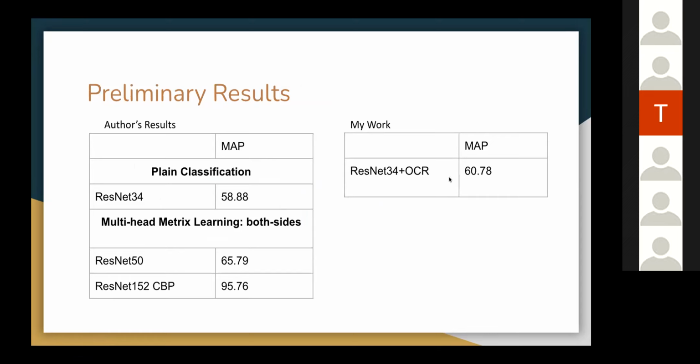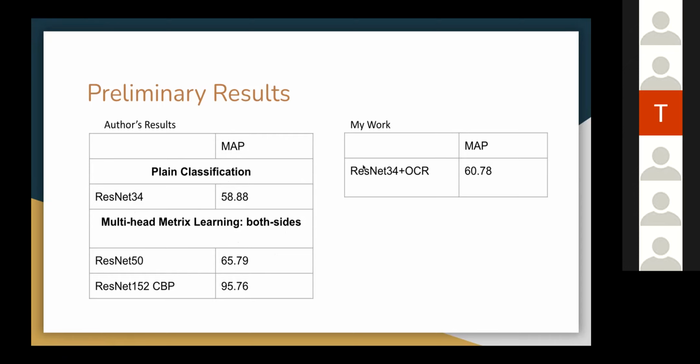As of the results I have right now, I've run on a small model, ResNet 34, using optical character recognition. I've got a mean average precision of 60, which is slightly better than just using the baseline ResNet 34. So plain classification just being, they just put the front and back images through ResNet and saw how accurate it performed. The multi-head metric learning, however, is performing much better, obviously much better at 95 than my current method.